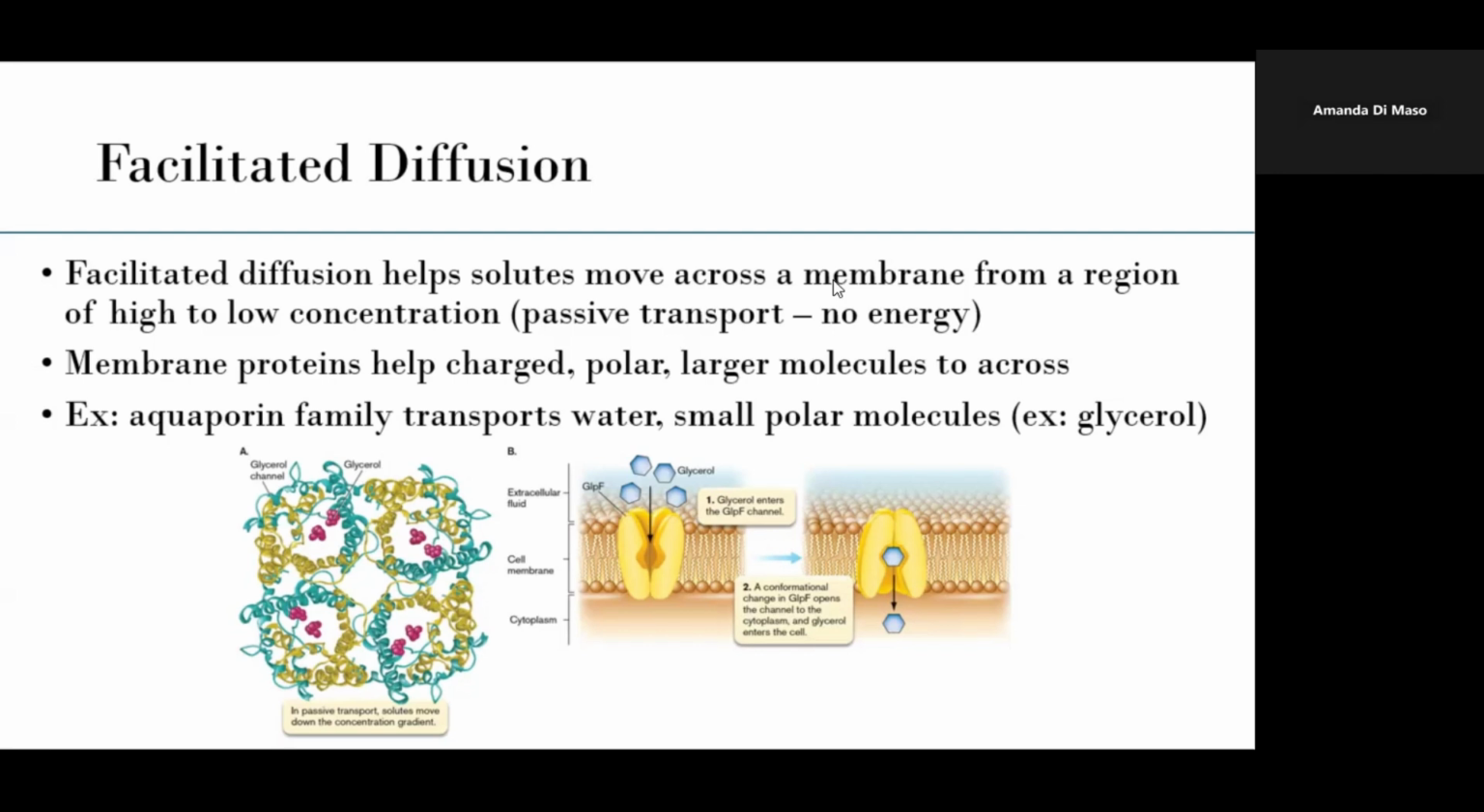Conformation is shape. So it goes from an open to the outside shape to now an open to the inside shape. And over time, just because of natural molecular movement, that glycerol will then detach and enter the inside of the cell. Now, because it's open on the inside as well, sometimes things can attach on the inside and move out as well.